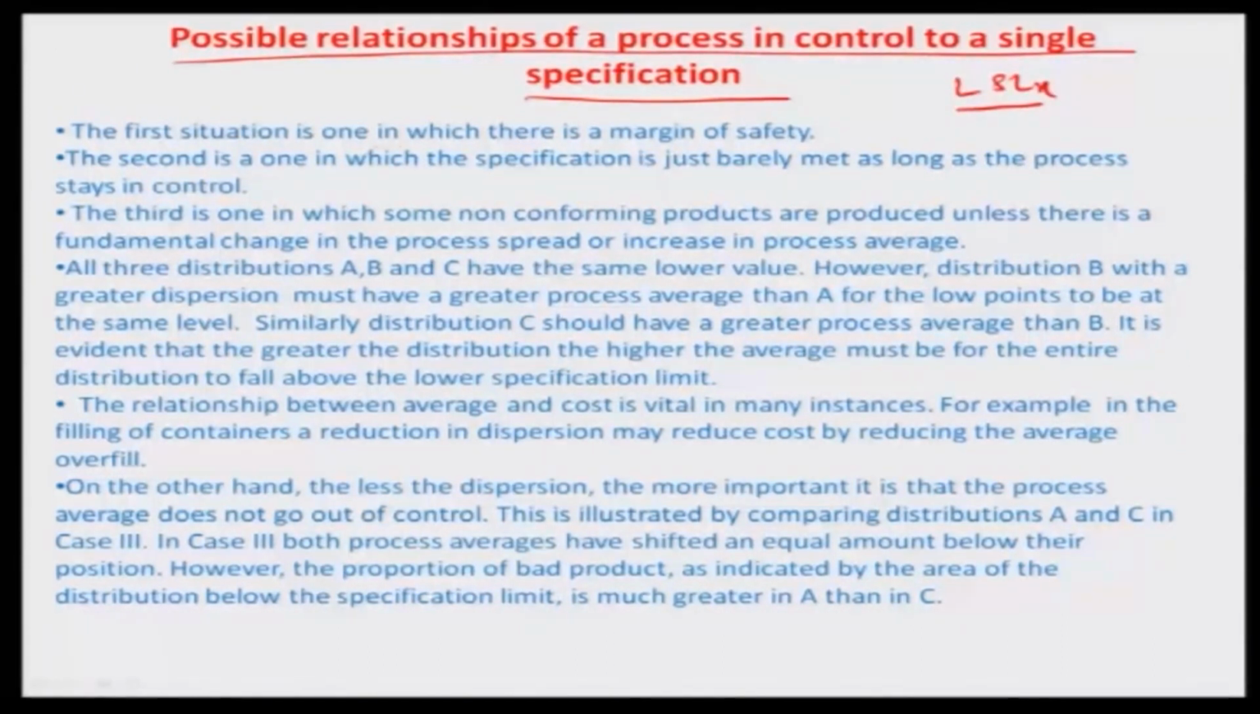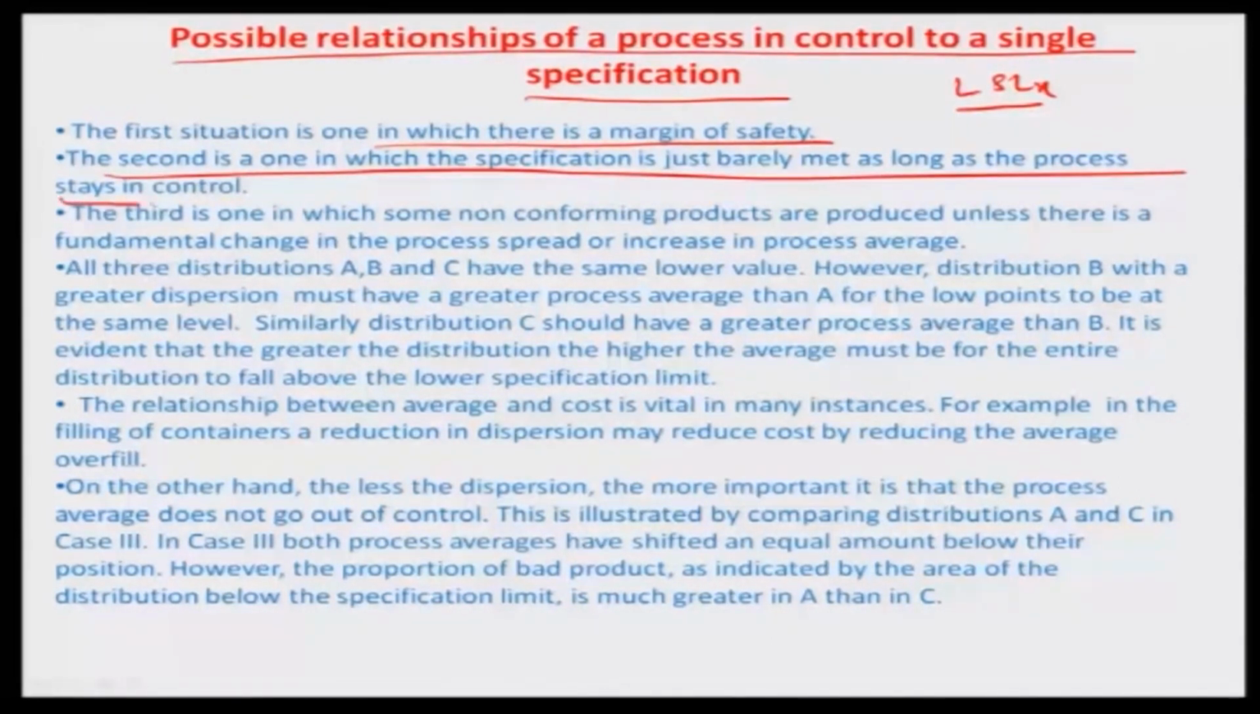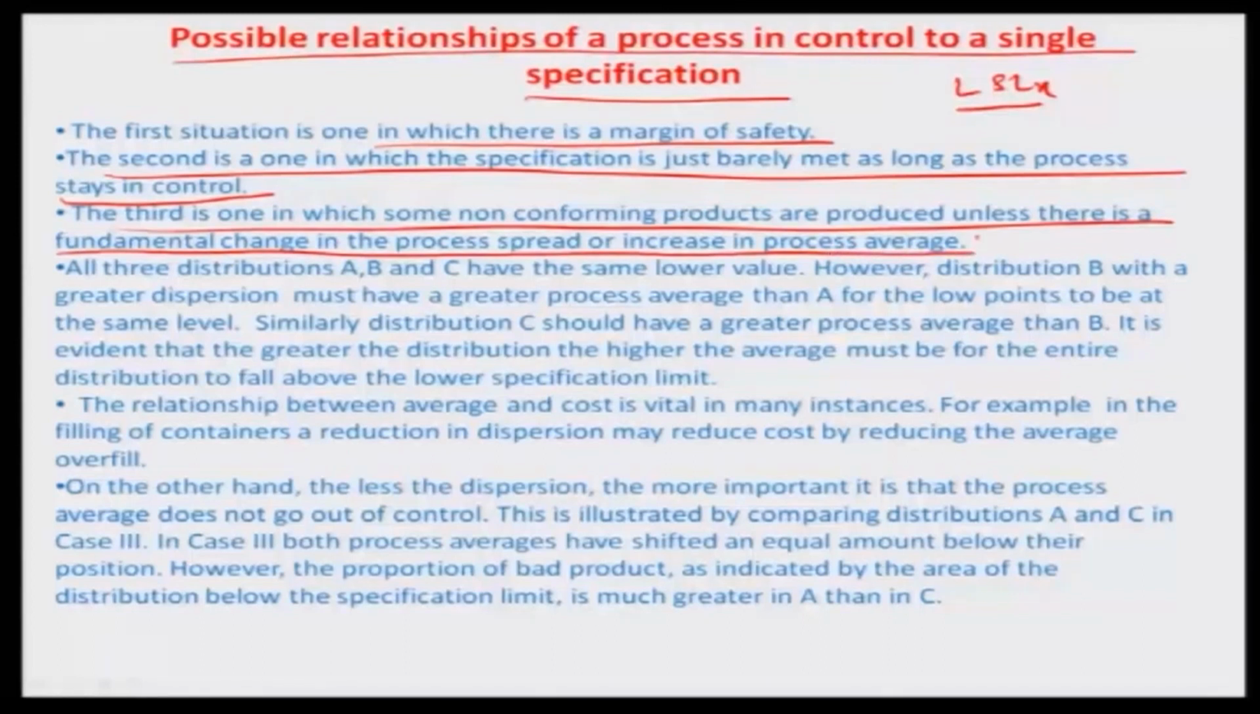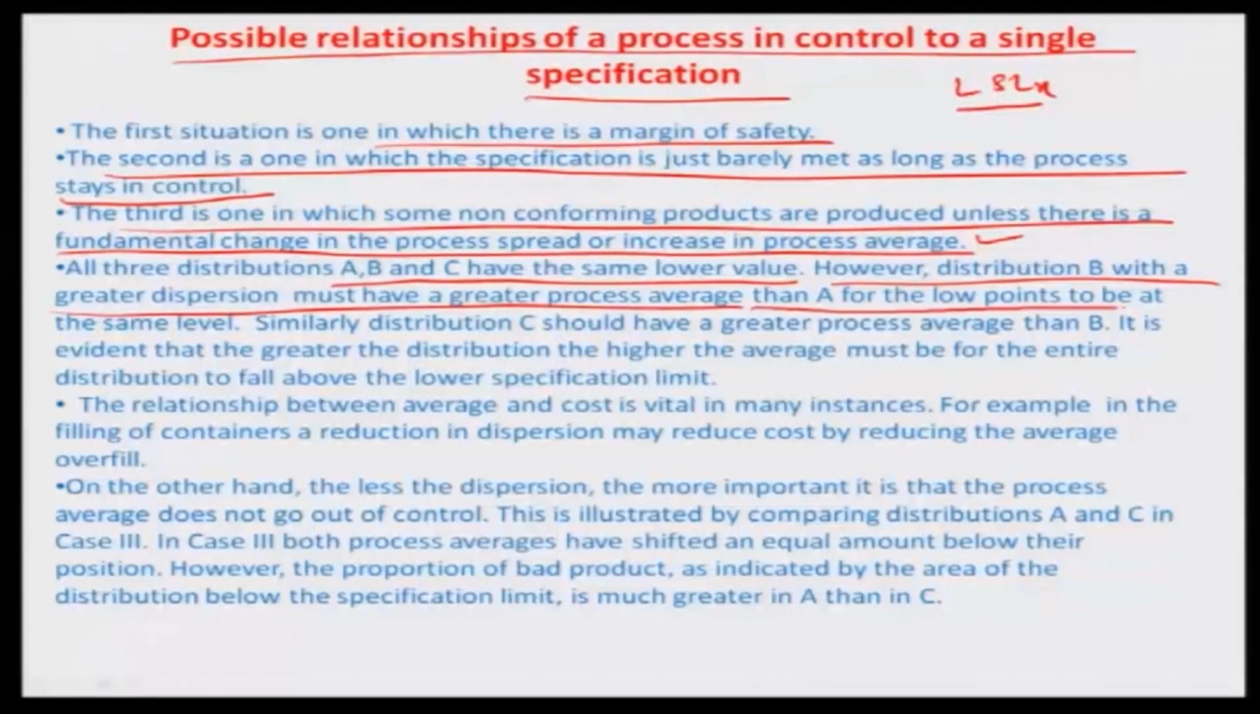So the first situation is one in which there is a margin of safety, obviously. The second is one where the specification is just barely met as long as the process stays in control, and the third is one in which some non-conforming products are produced unless there is a fundamental change in the process spread or increase in the process average. So all three distributions A, B and C have the same lower value, however the distribution B with a greater dispersion must have a greater process average than A for the low points to be at the same level. Similarly, distribution C should have a greater process average than B, as I talked about before.